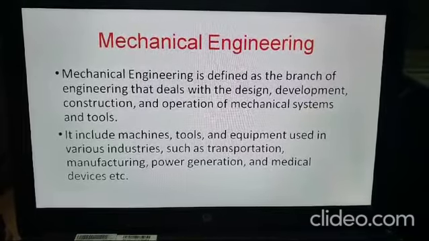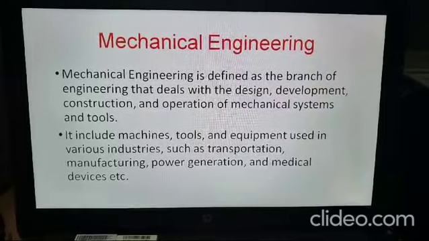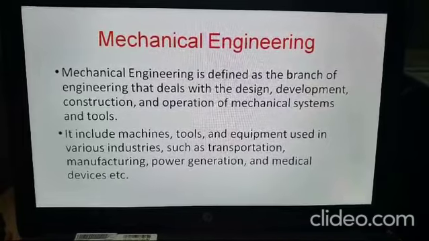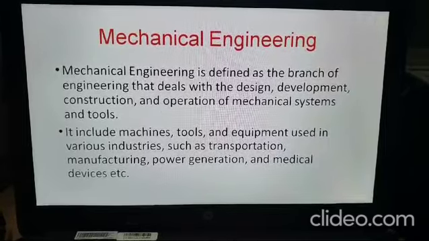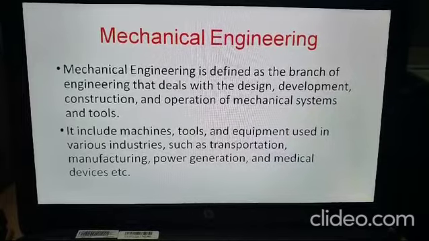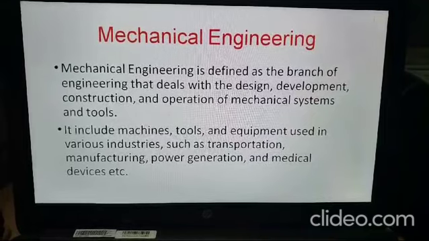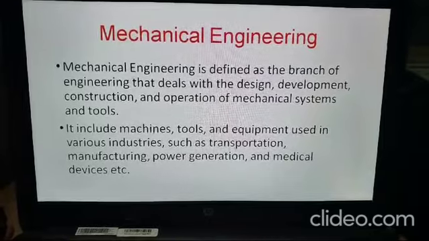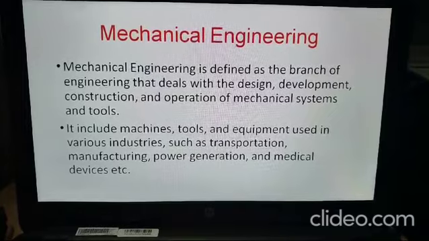So all these aspects of starting from the design includes not only the design of the components but also the selection of the materials. For example, if you are designing a shaft, we can use any type of material like alloys, steel, cast iron. So which metal will be suitable for that particular component that has to be designed. The dimensions of each and every product, the size, shape, tolerance, all these things comes under the design part.